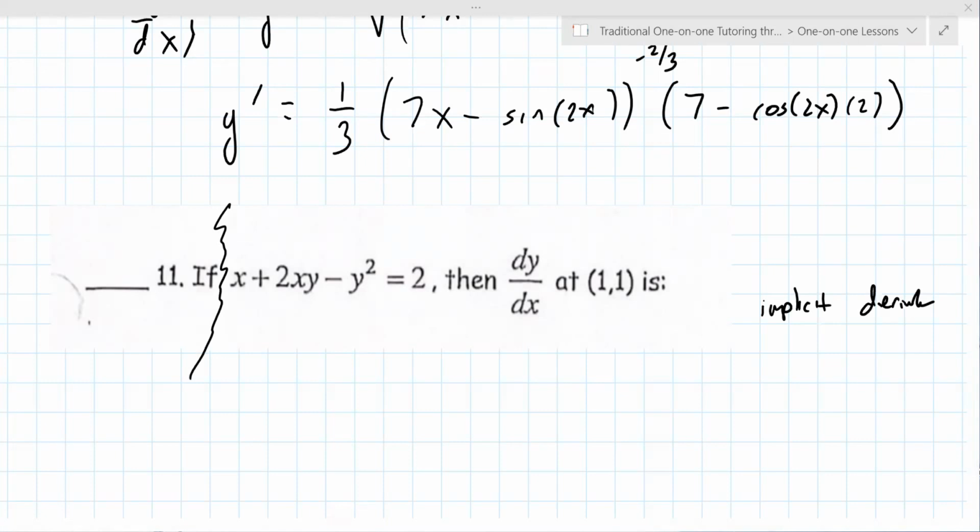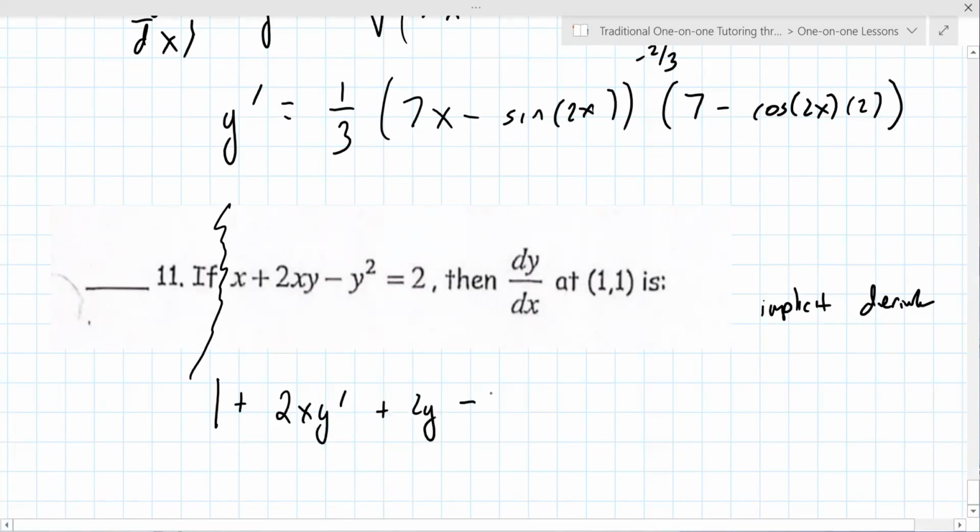Do you want me to distribute or just leave it? Yeah, why don't you distribute, and I'll write out the answer here. Two xy prime plus 2y. Yep. Great. So we're not done though. Here we actually need to solve for y prime and put the numbers in.